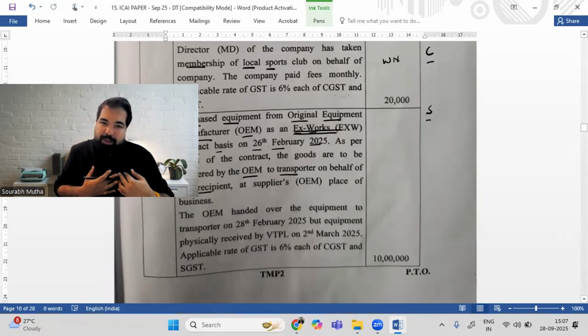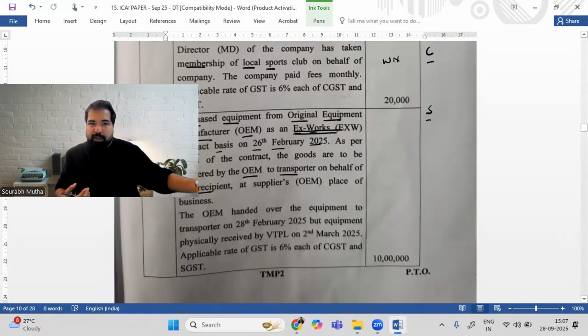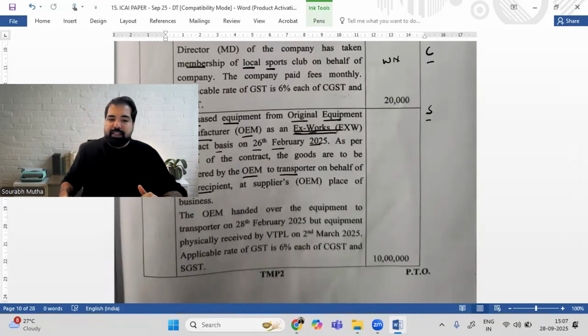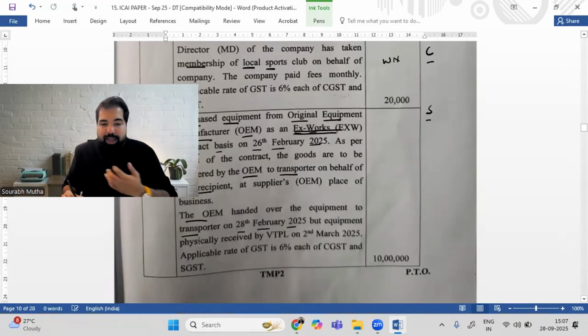So, example, let's say I'm Sourabh Mutha, I'm buying some goods from Samsung. I will buy it at their factory gate. I will arrange the transport, and this is how I will buy the goods. The OEM handed over the equipment. Example, Samsung handed over the equipment to the transporter on 28th February. Is that in the month of February? Yes, but I physically received them in the month of March. Now it's very logical. If I'm arranging the transport and the transporter has received the goods, the third party has received the goods on my behalf. So it's as good as I have received the goods.